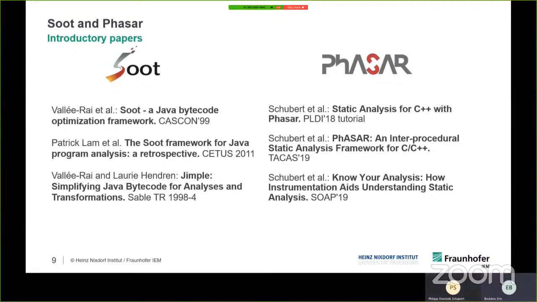And then sometime later, actually, Patrick Lam and myself and a few others, we wrote a retrospective about the Soot framework, so how it evolved over time. And I think that's also an interesting read, gives you a different perspective on things. And a paper that I also often give to my students and PhD students is a technical report that you can download from the Sable website. It's on the Jimple IR and explains how it is actually being produced within Soot and what its properties are. And if you find yourself manipulating Jimple, that can be actually very useful to get some background information about.